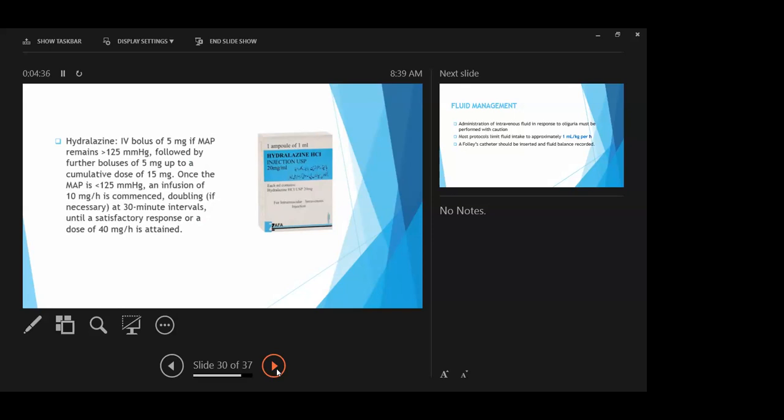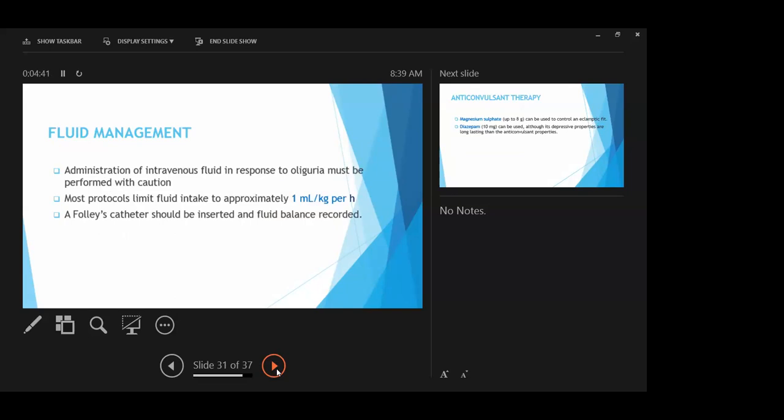In the patients of preeclampsia, we know that they have leaky membranes, there is increased intravascular fluid and less albumin that can lead to pulmonary edema. So we have to give IV fluid with caution. Most protocols limit fluid intake to approximately 1 ml per kg per hour. The patient should have a Foley's catheter and the fluid balance should be recorded.